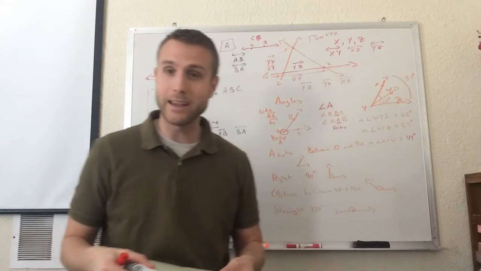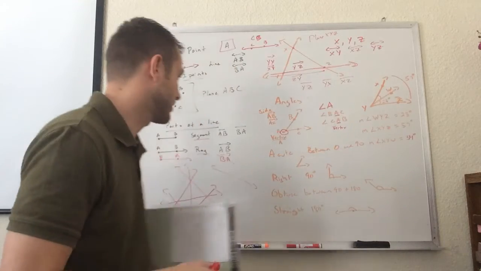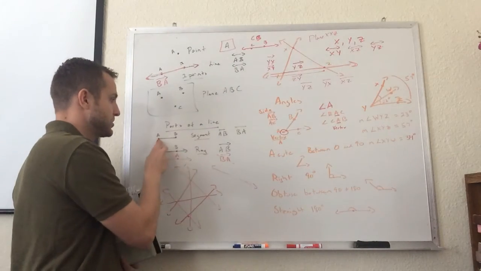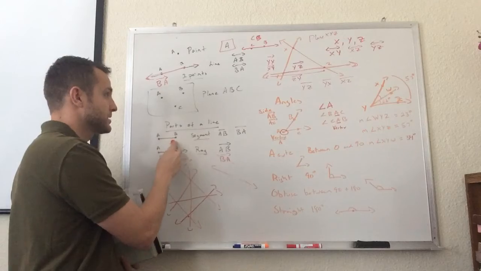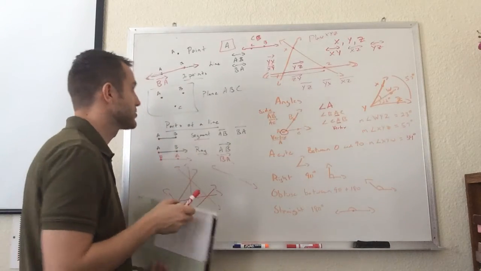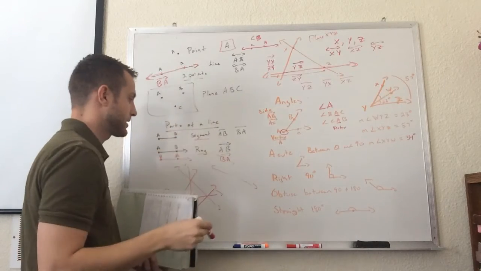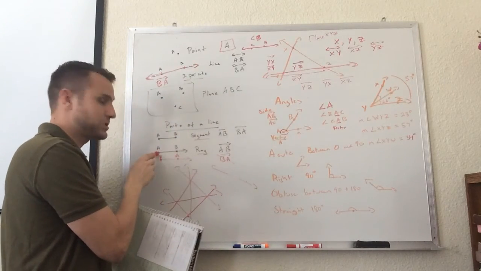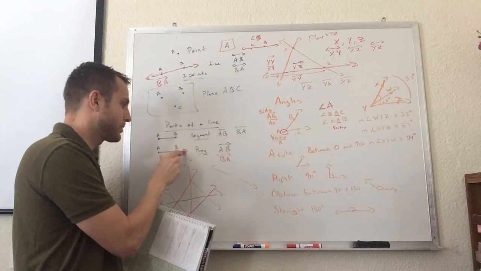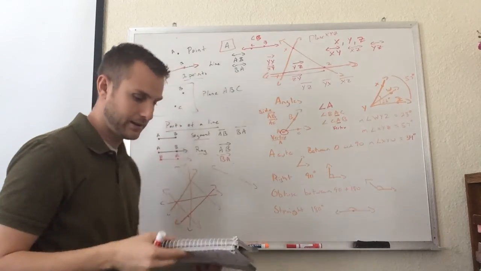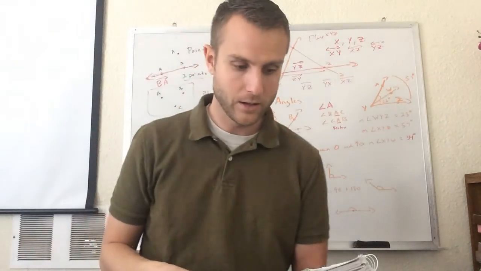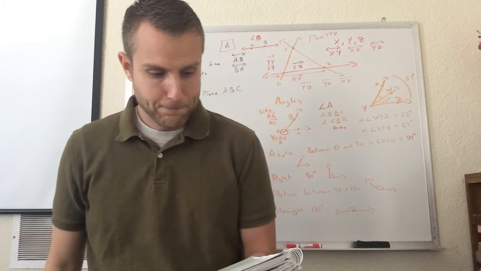For number 6, 7, and 8, make sure you draw them correctly. So you're drawing a segment for 6. So it should look something like this with your letters. For number 7, you're drawing a line. So you should have 2 points, and then you should also have arrows going in both directions. And then for the ray, make sure you start off with the first point, and then the arrows going through the second point, and then continuing on in that direction.